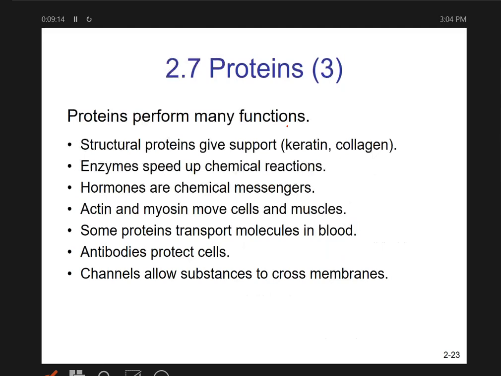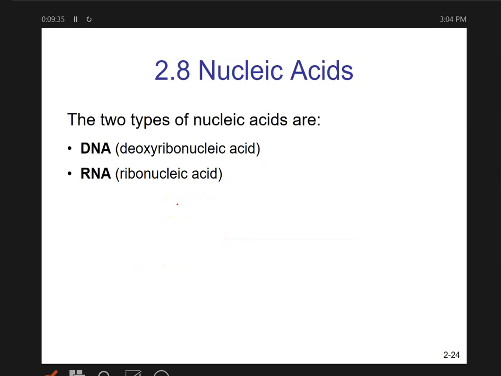Now proteins perform different functions, and what are they? They are structural, enzymatic, hormones, actin and myosin, transport, antibodies for protection, and channels. We'll talk about this to some extent in Bio 103, but of course details are found in higher classes. Nucleic acids.